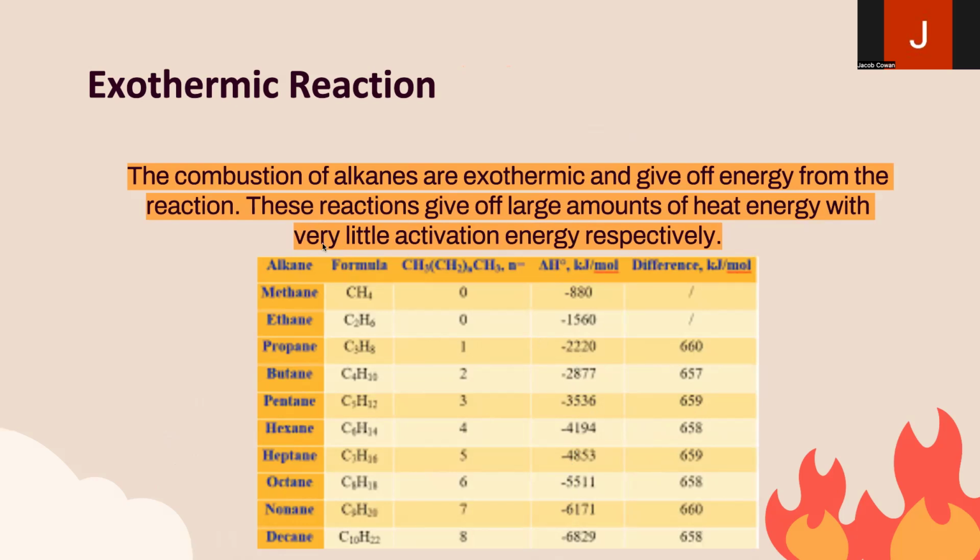You think about that, that's close to the amount of energy you get from breaking those carbon hydrogen bonds, and then a little bit is taken out because they have to form new bonds, which again we'll talk about in a little bit. Combustion of alkanes is exothermic. They give off energy, so they're giving off 880 for methane, 1560 for ethane, so on and so forth. It doesn't take a lot of energy to start these processes off.